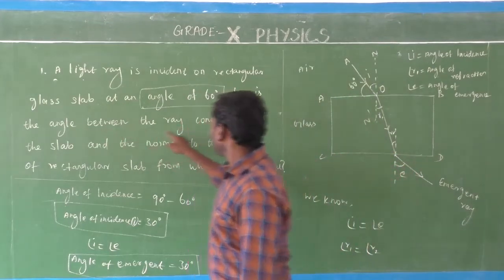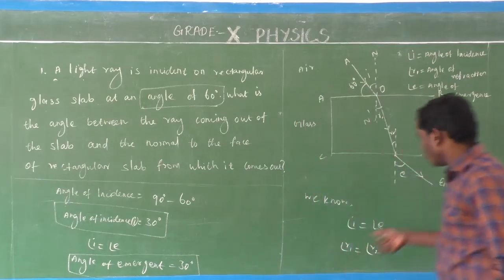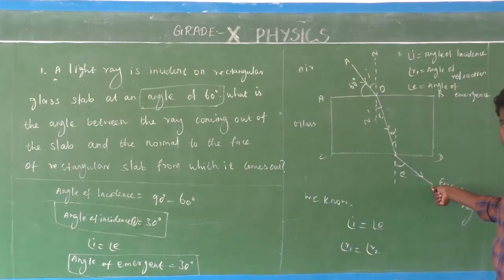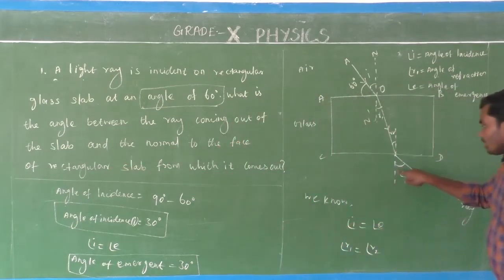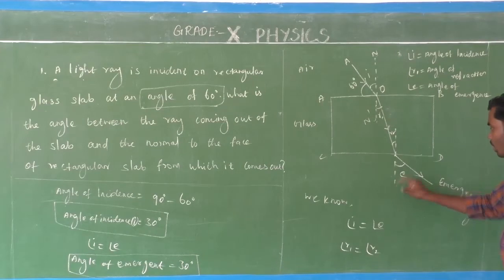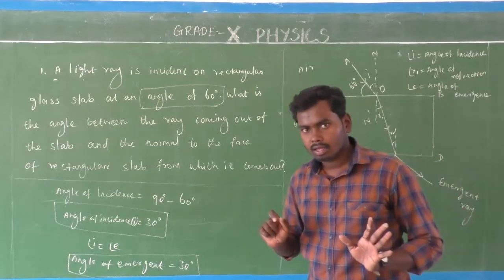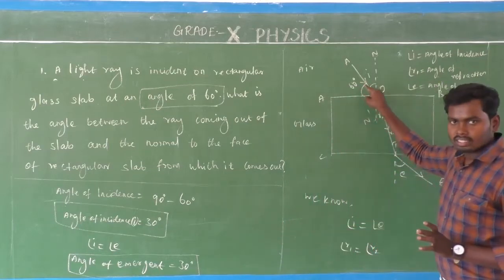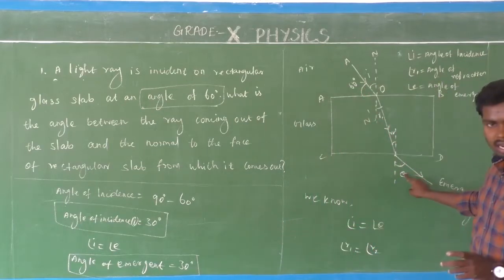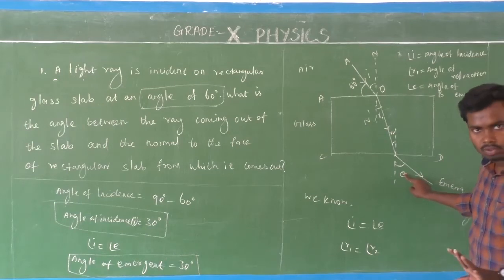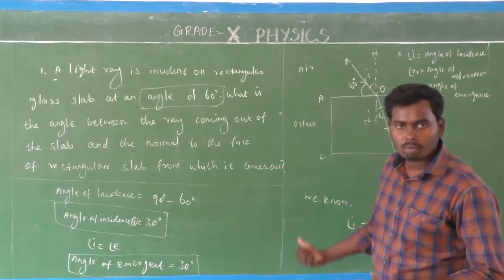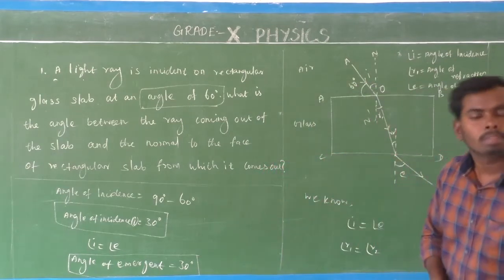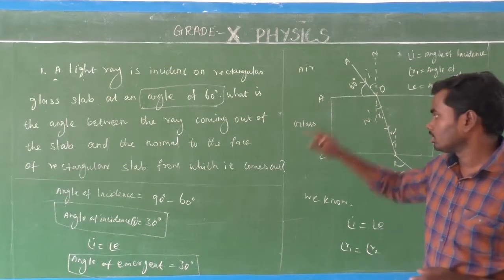What is the angle between the ray coming out of the slab, the emergent ray coming out of the glass slab, and the normal to the face of the rectangle? What is the angle between this emergent ray and this normal? That is 30 degree, because the incident angle is equal to the emergent angle. If the incident angle is 30 degree, the angle of emergence is also 30 degree. This is the first question.